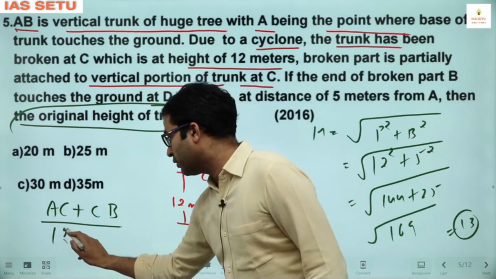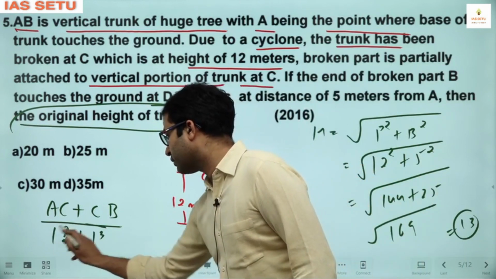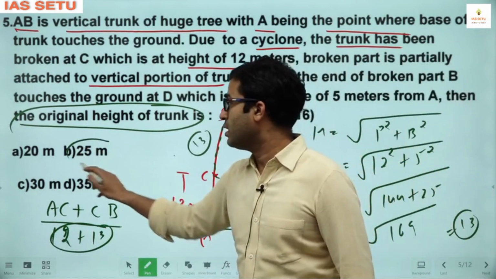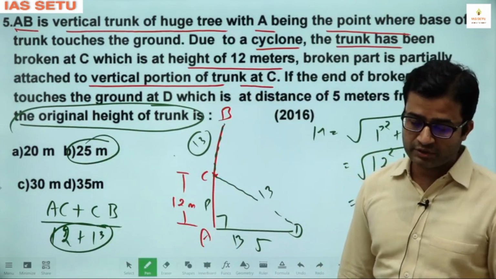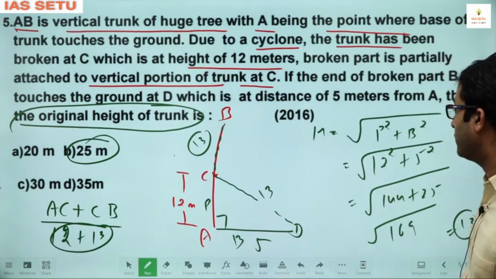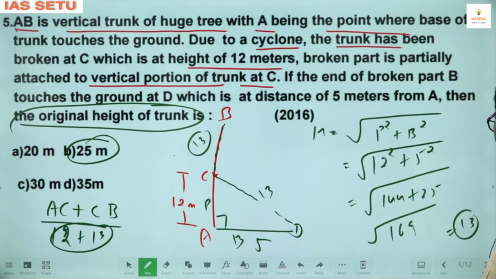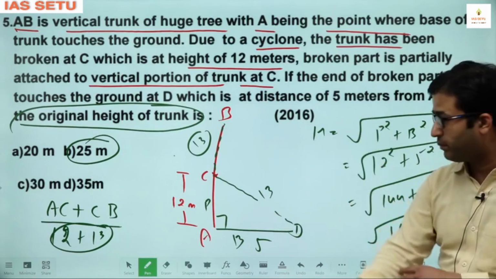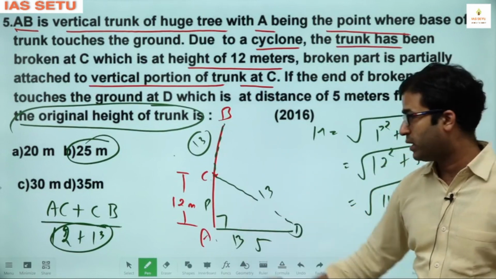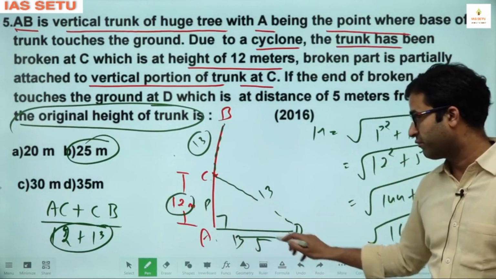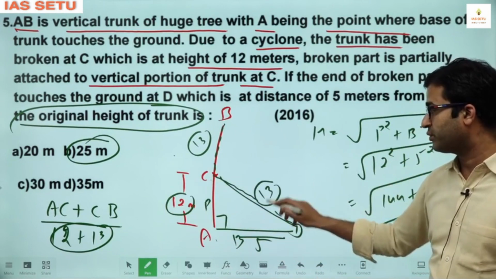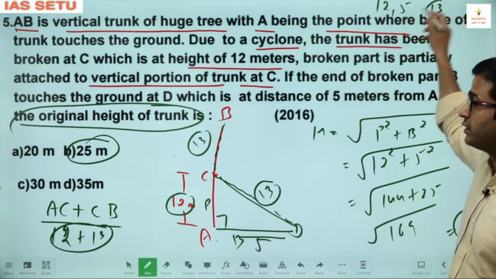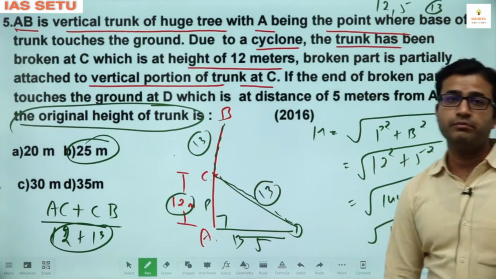So what is the original height of the trunk? 12 plus 13, so this is 25 meter. Answer B. Question number 5, answer B, 25 meter. Okay. Is this okay? BC is the broken part and AC is the unbroken part, which is given 12. This is given 5. We can find the hypotenuse, which comes to 13 because of the Pythagorean triplet 12, 5, 13. So the answer is 12 plus 13, which becomes 25.